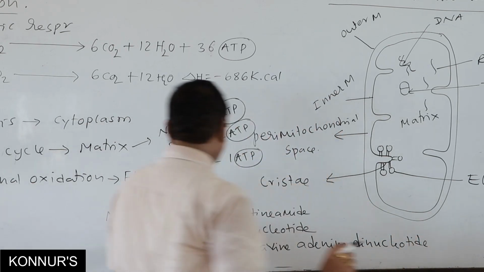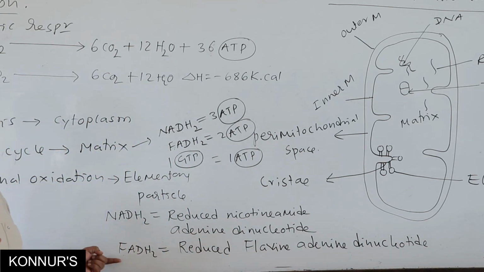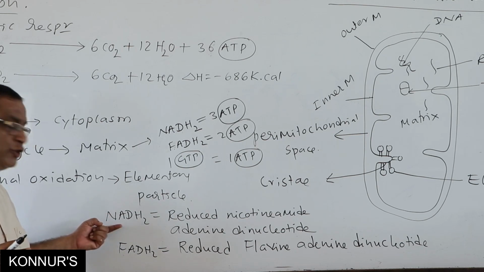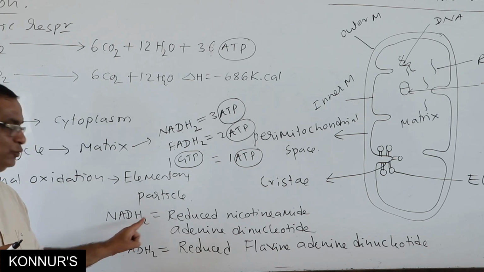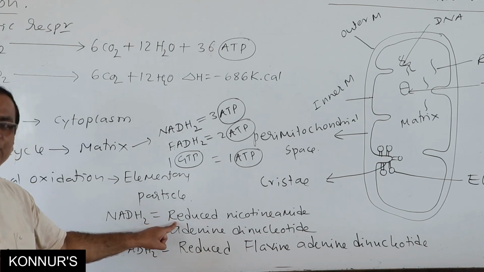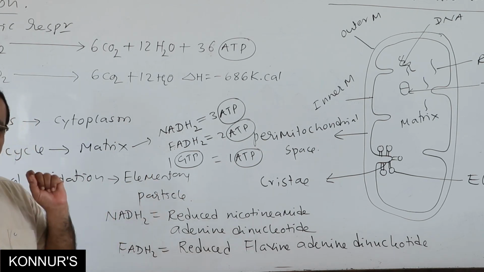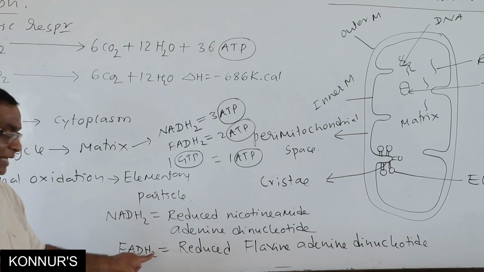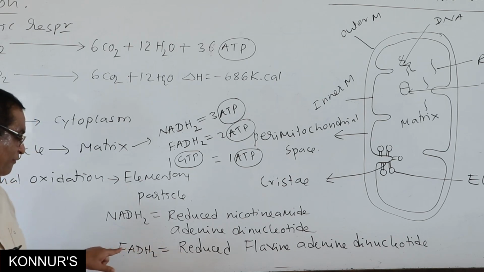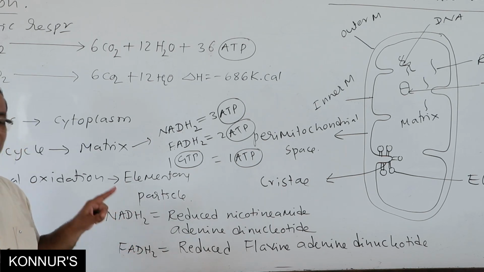You should remember the long form of NADH2 and FADH2. NADH2, its long form is due to the presence of H2. We have given the terminology reduced. Reduced nicotinamide adenine dinucleotide, FADH2. As H2 is there, reduced flavin adenine dinucleotide, that is the long form of FADH2.